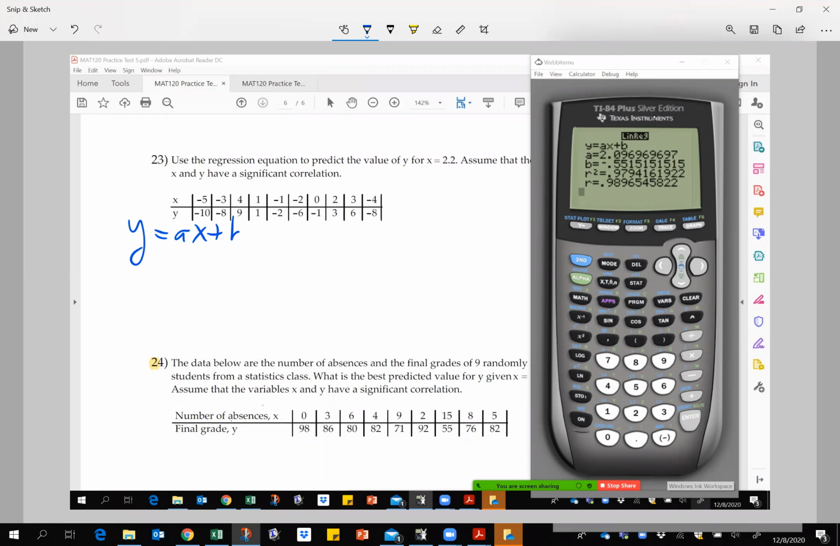For us, we're just going to write the coefficients to 3 decimal places. The value for a is going to be 2.097 x, and then b, if I was paying attention, this is the same data set we had a minute ago. But here we are. So we have our regression equation, and all we want to do now is substitute in x equals 2.2. So everywhere we see an x, we're going to plug in 2.2.